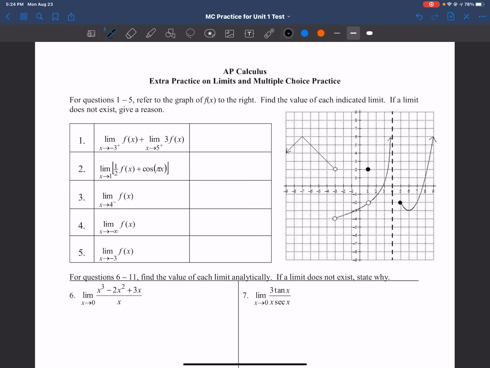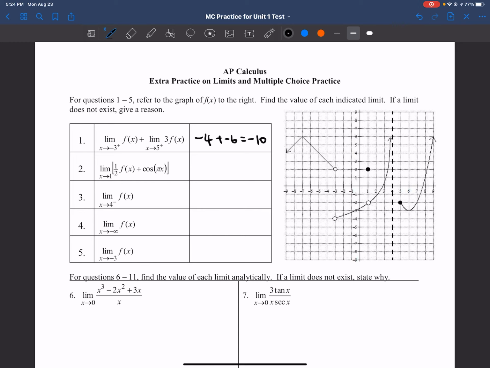Okay, so let's look at the first problem. As limit approaches -3 from the right side is -4, and as limit approaches 5 from the right side is -2, so that'd be 3 times -2, that's -6. So this would be 4 plus -6, so -4 minus 6, and this will get you -10.